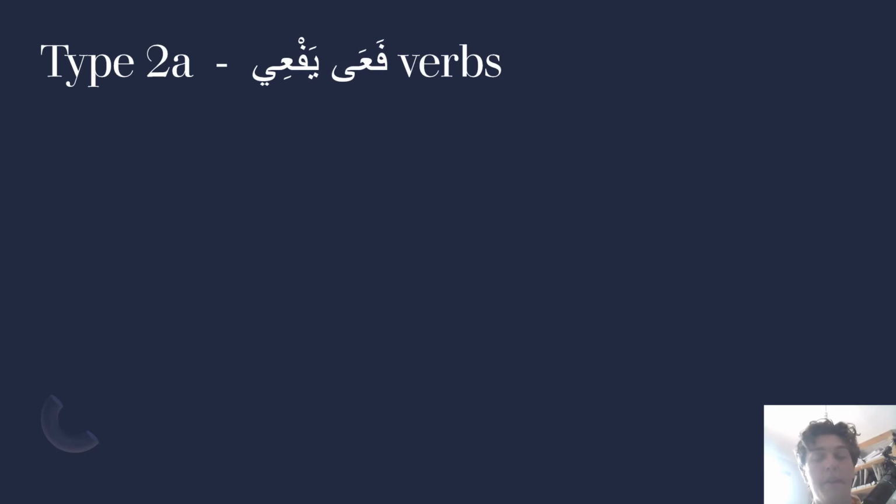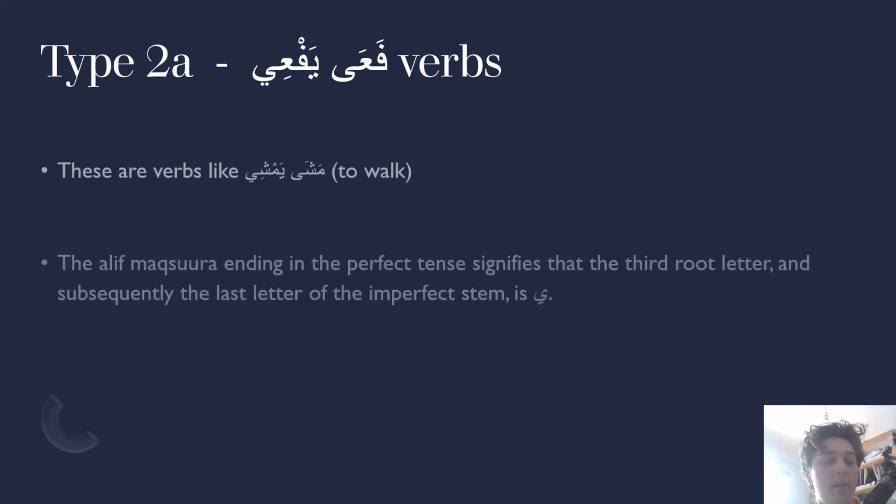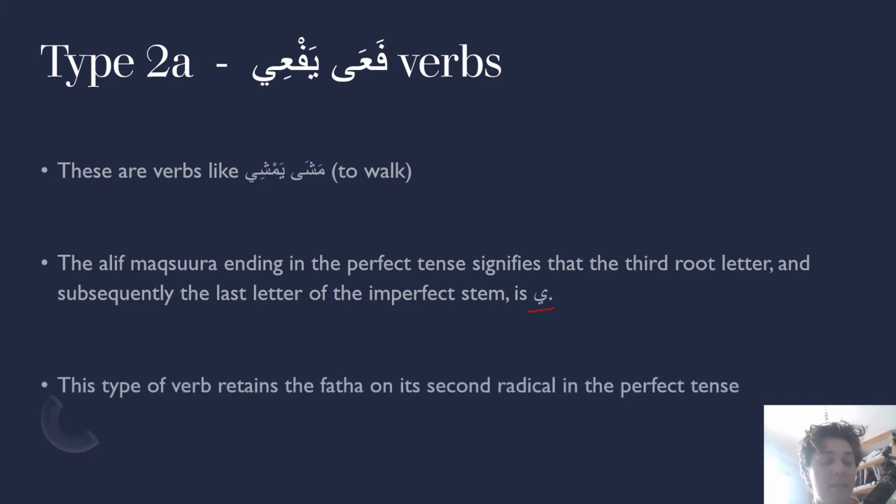Now we come on to the second type, and I would say there are two subcategories of this type of defective verb. They are fa'a yaf'i verbs. So these are verbs like masha yamshi, which means to walk. Now the alif maksura ending in the perfect tense signifies that the third root letter and subsequently the last letter of the imperfect stem is ya, and I'll show you what this means in due course. Now this type of verb retains the fatha on its second radical in the perfect tense as opposed to the imperfect tense for verbs such as baqiya yabka.